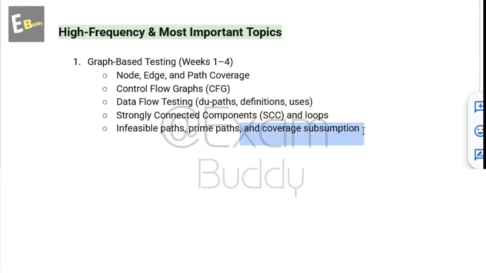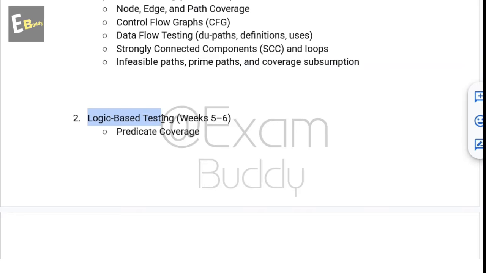And the second is logic-based testing. It is related to weeks 5th to 6th. The topics are predicate coverage, clause coverage, active clause coverage like GACC, CACC, RACC, condition determination, truth table, and logic expression.